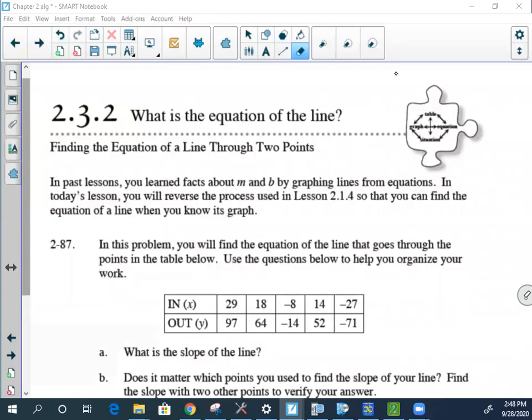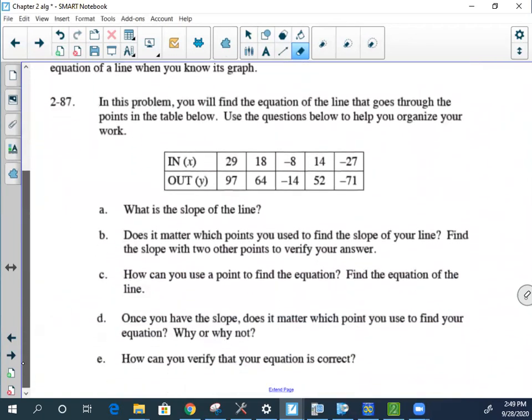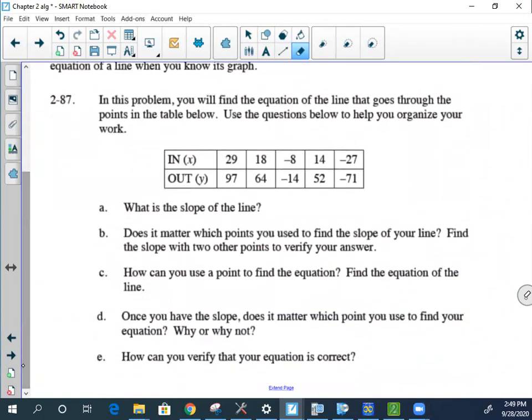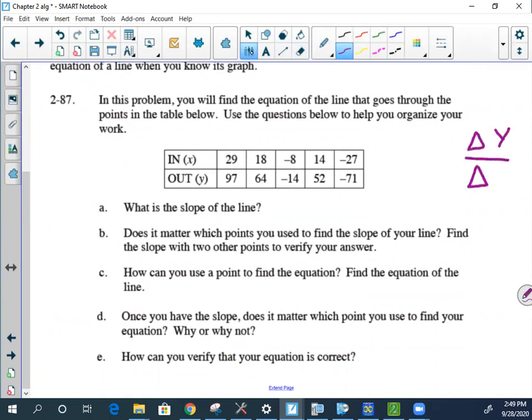Class to 232. Today's objective is to find the equation of a line when we are given just 2 points. If we look at 87, we're given the following table, and the first bit of information we want is the slope of the line. Remember, the definition of slope is the change in y divided by the change in x.